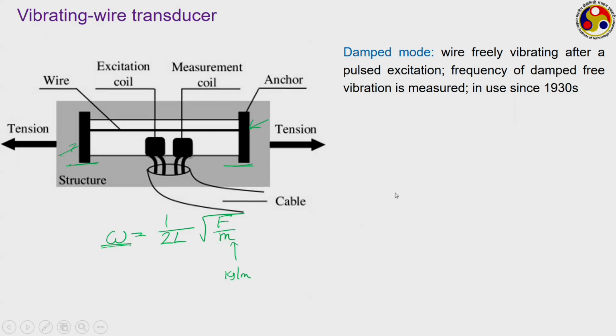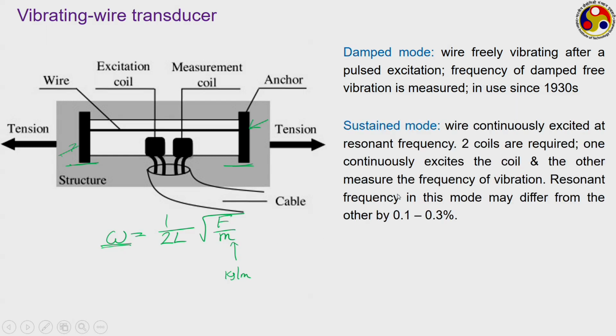The second one came around the 1960s, which is called the sustained mode. The wire is continuously excited at resonant frequency, and now we need two coils. One coil continuously excites the wire, and the other one measures the frequency of vibration. The resonant frequency among these two modes has actually been found to be a bit different, particularly the resonant frequency in the sustained mode. Generally it is said that the resonant frequency depends on the length and material and diameter, etc.